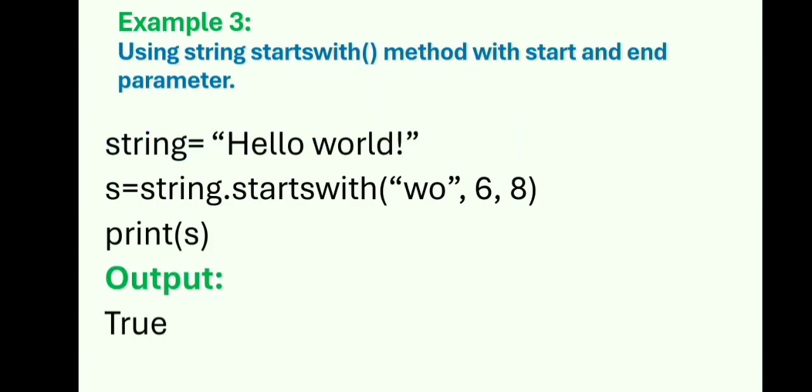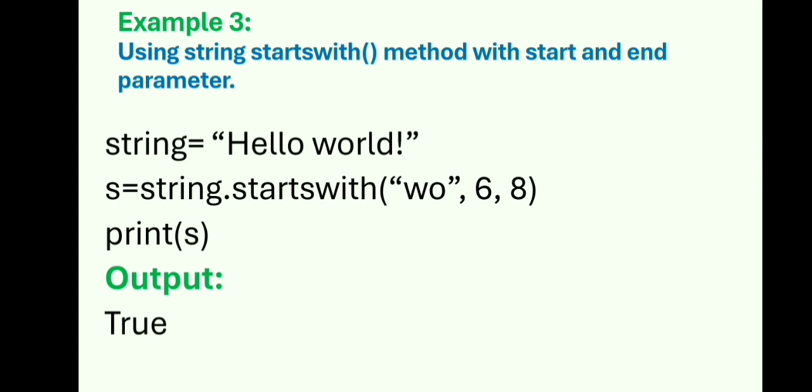Example 3. In this example, the Python string startswith method will test if the string begins with the substring passed to the method using start and end parameters. In this example, we pass all three arguments, the substring, the start value and the end value, to the startswith method to test if the string begins with the substring passed to the method using start and end parameters.